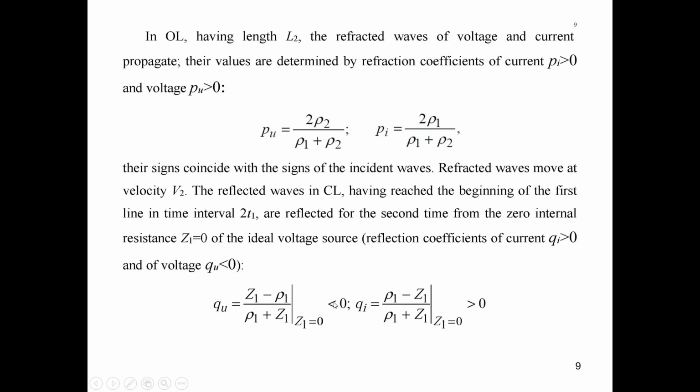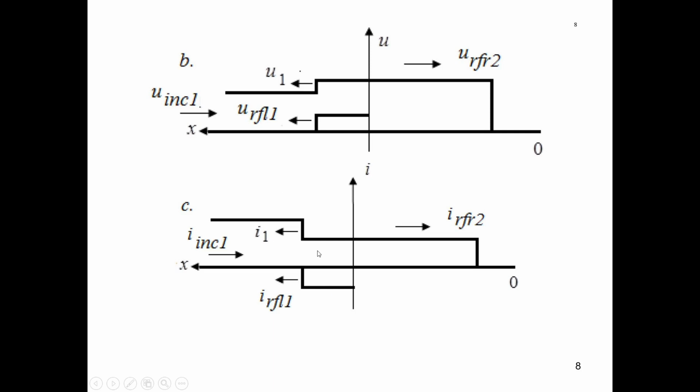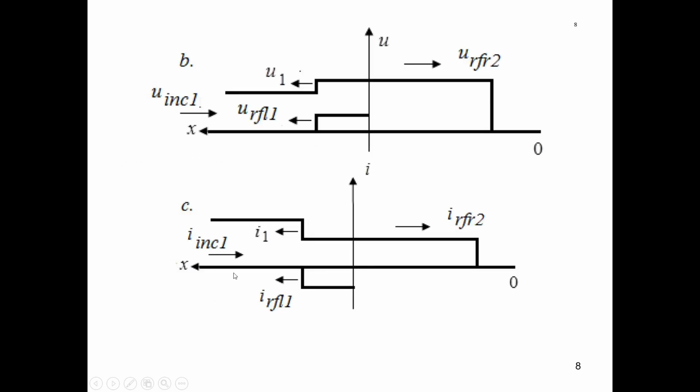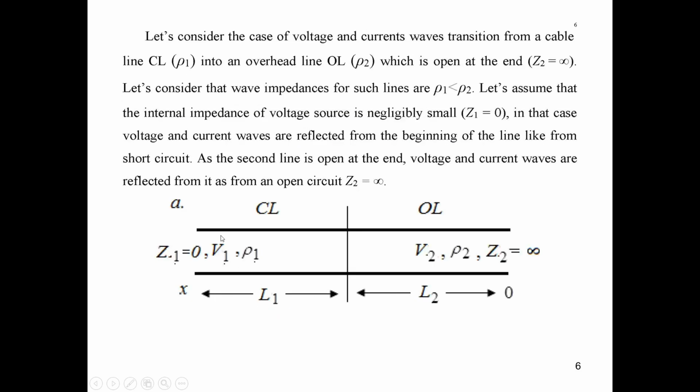it will be minus ρ1 over ρ2, less than 0. And for current, if Z1 tends to 0, it will be almost minus 1 for one coefficient and almost plus 1 for the other. It will be less than 0, and it will be greater than 0. Such a reflection will be reached at the moment equal to 2T1, where T1 is equal to L1 over V1.